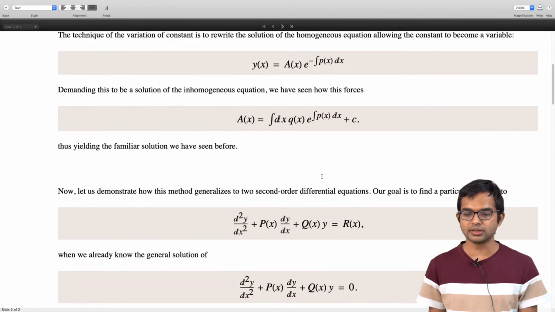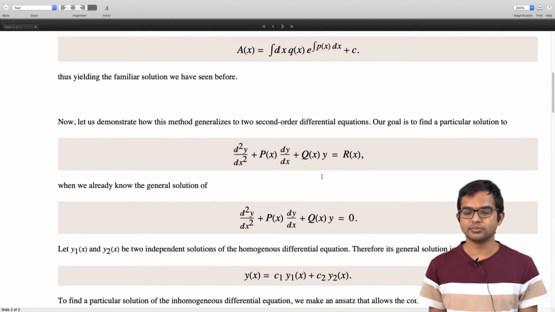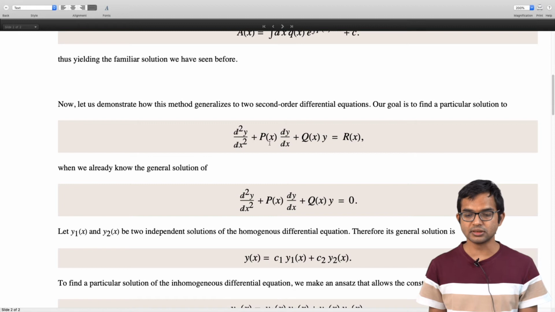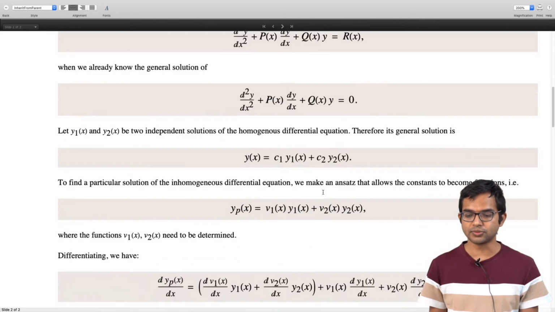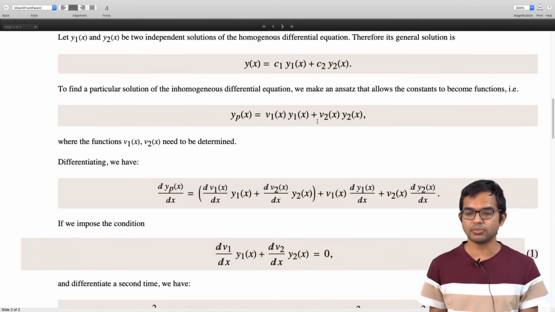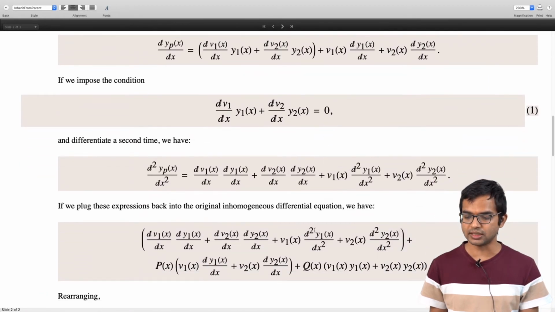So all I'm doing is plugging in my Ansatz with the conditions into this differential equation, and I have to make sure that it works out. So I have q of x times yp. Yp is v1 y1 plus v2 y2, which is exactly what I have. Q times v1 y1 plus v2 y2. Now all of this must equal r of x.